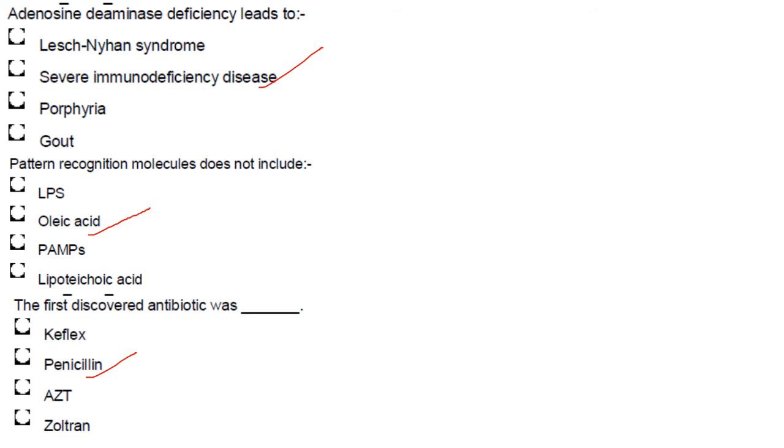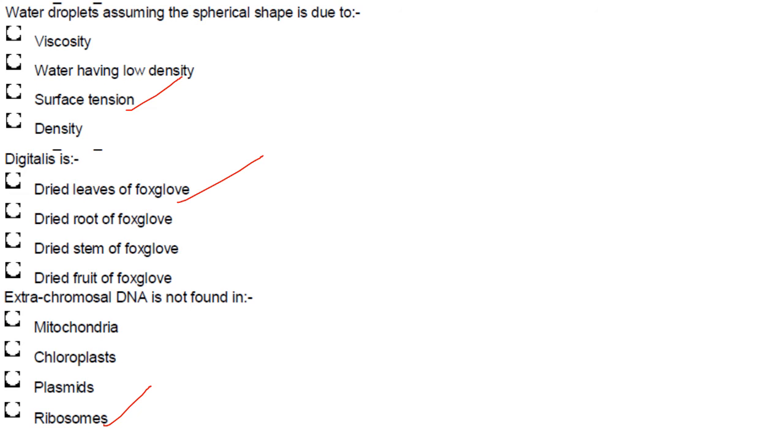The first discovered antibiotic was penicillin. So answer is option B. Then water droplets assume a spherical shape due to surface tension. So answer is option C.